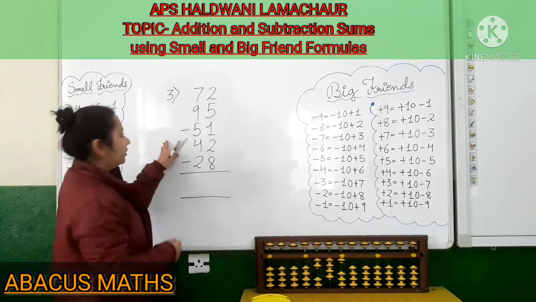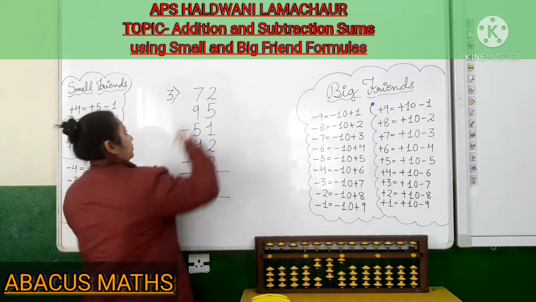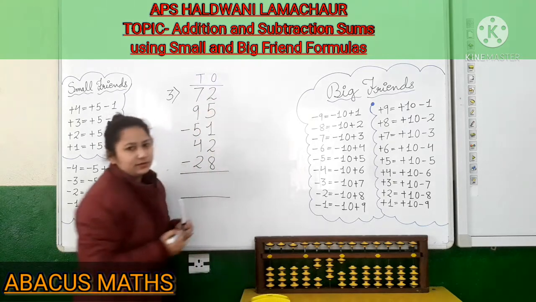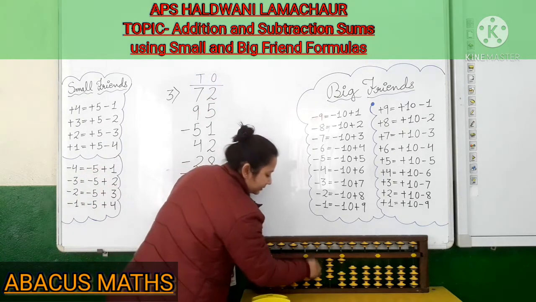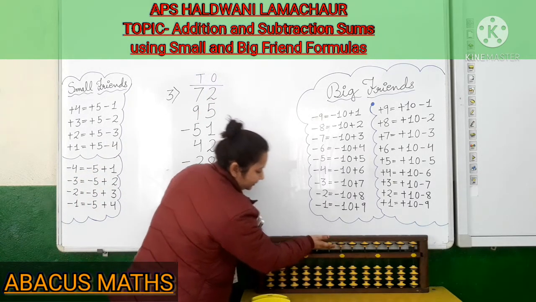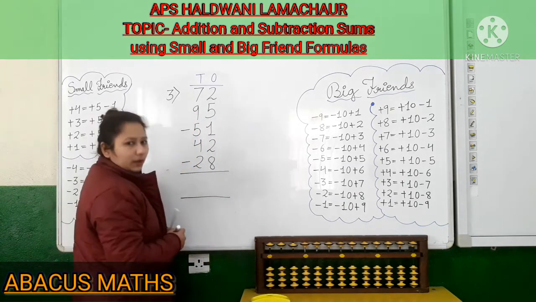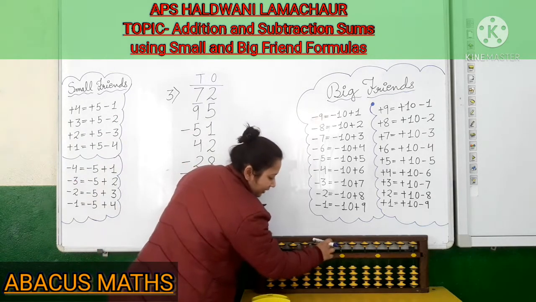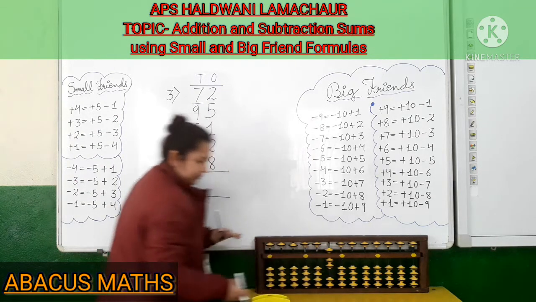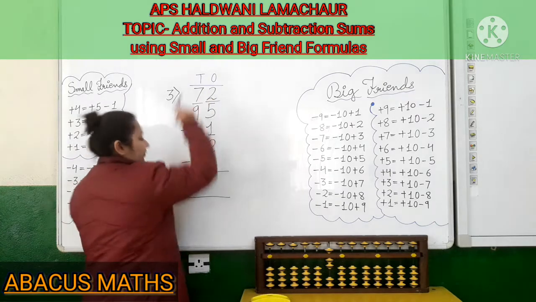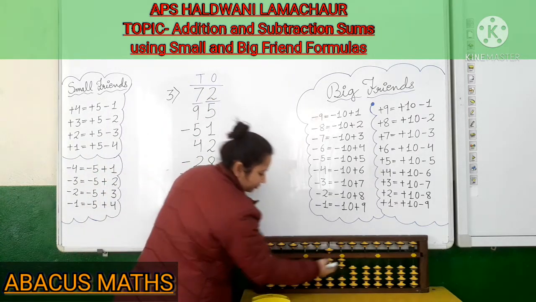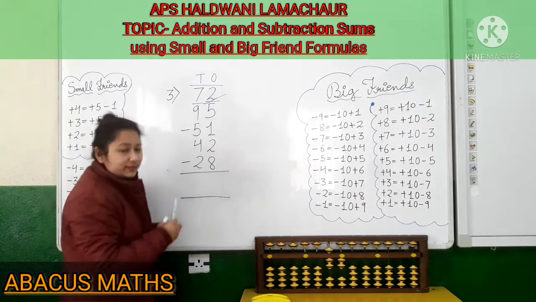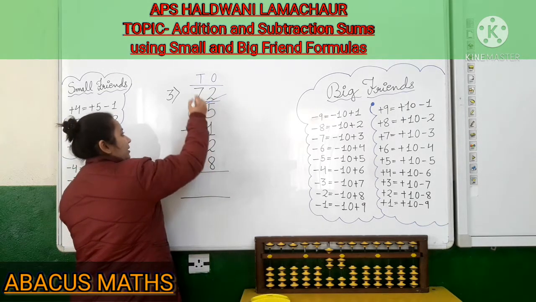Now kids, this is your third sum. As you know, the first row will go in ones rod and the second row will go in tens rod. Now set your abacus. Lower beads down, upper beads up. Now first of all add this 7 in tens rod. See 5, 6, 7. Then this 2 in ones rod. See 1, 2. 72 we have added.